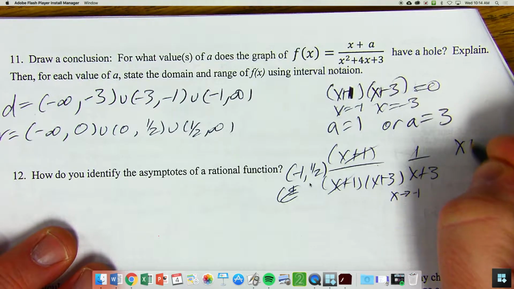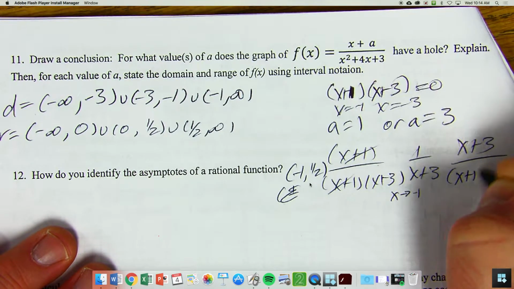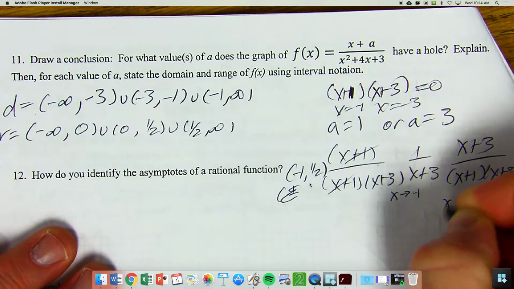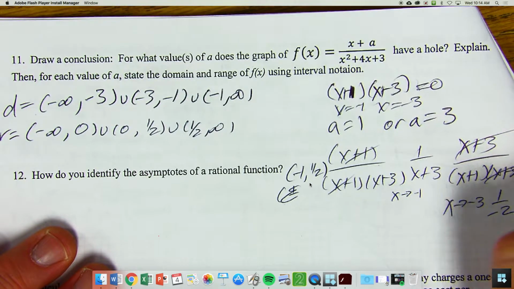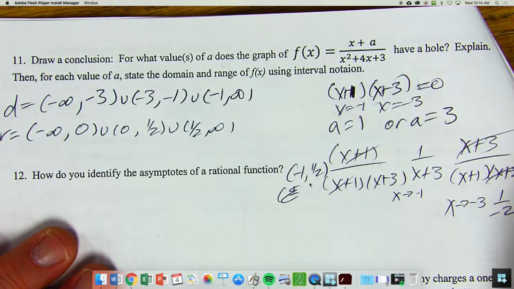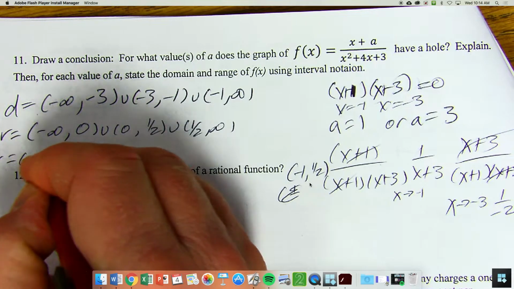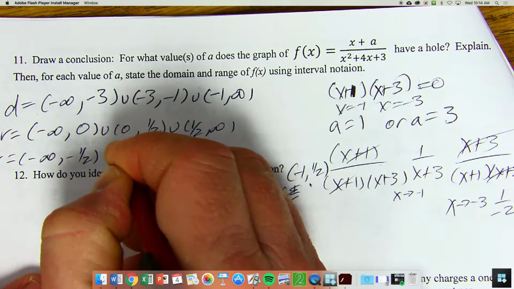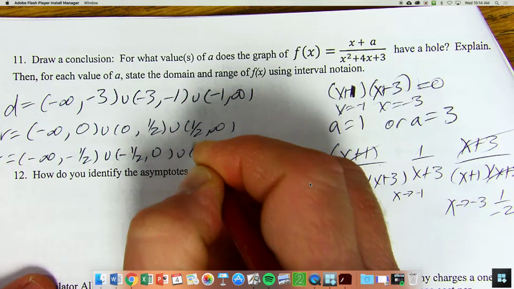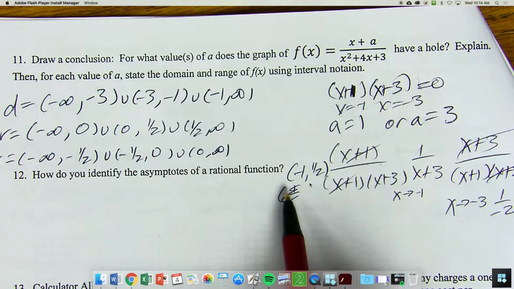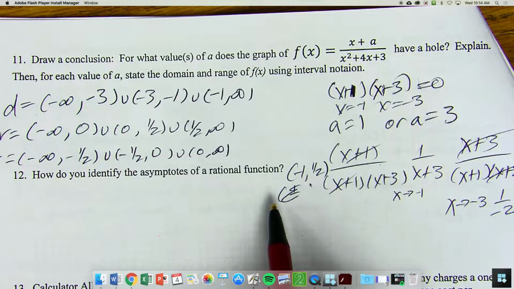So that'd give us x plus 3 over x plus 1 times x plus 3. Now we're going to let x get really close to negative 3. These will go away. That's going to give us 1 over negative half, so negative 1/2. So then the range would change from negative infinity up to negative 1/2, union negative 1/2 to 0, union 0 to infinity, because again 0 is that end behavior. The end behavior doesn't dictate what the range is. The range just will follow it on a very simple rational, which these ones are.